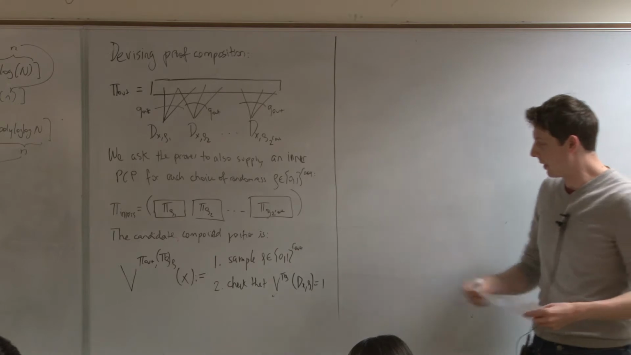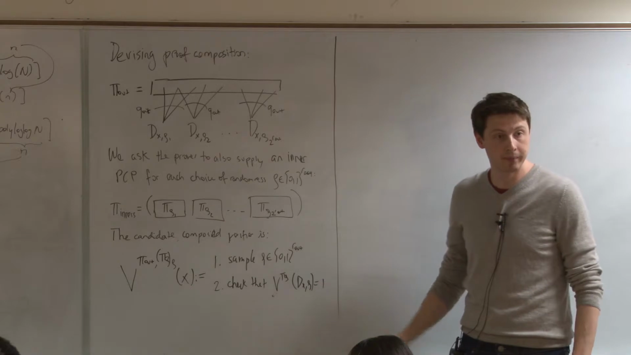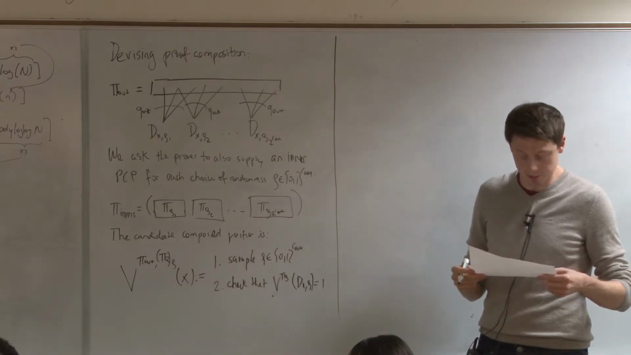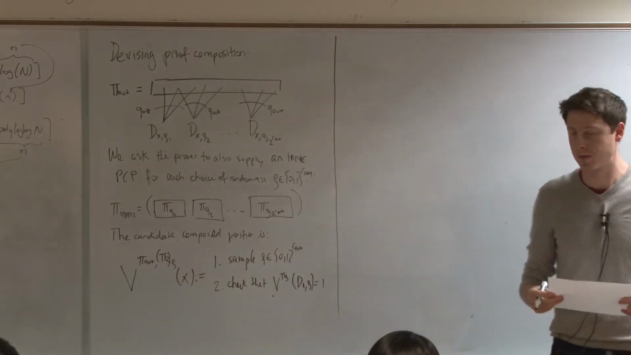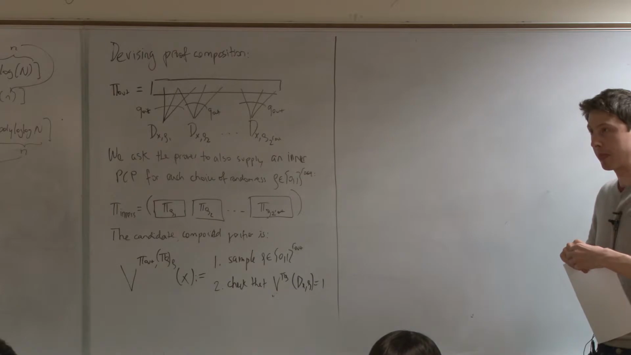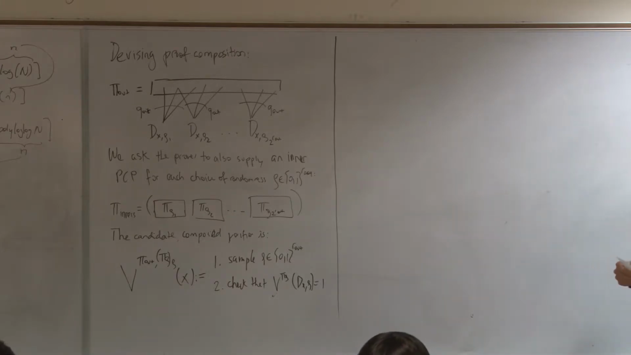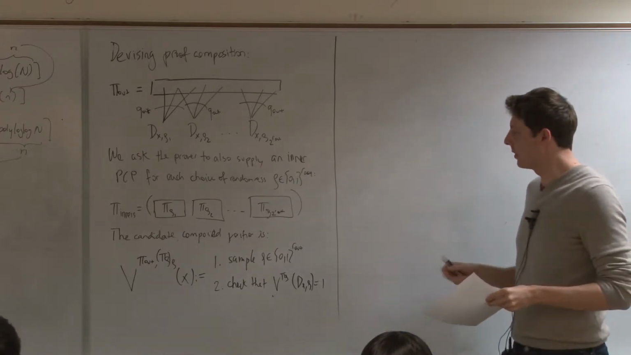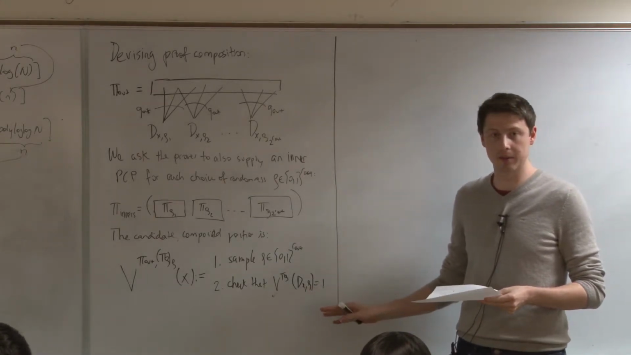So can anybody tell me what's wrong with this composed verifier? This is the candidate composed verifier. What's wrong with this? So is it clear what the verifier is doing? If it's clear what it's doing, then why is it not a good verifier?